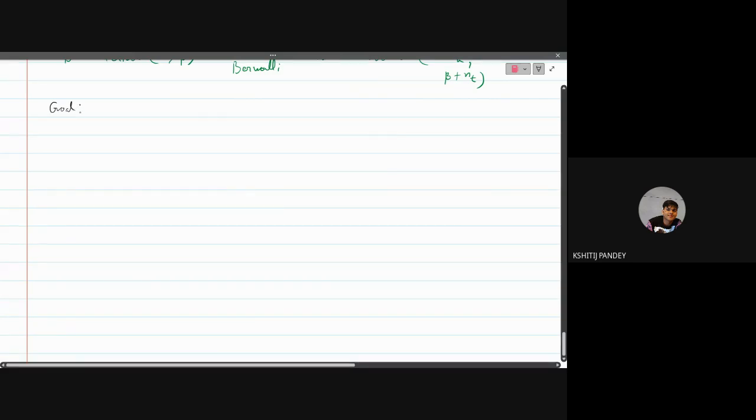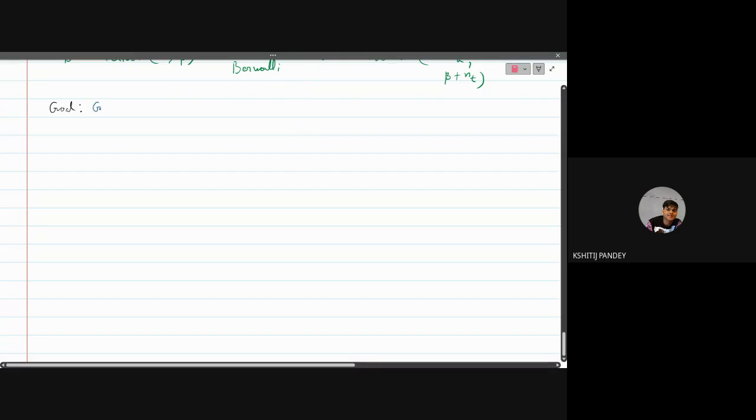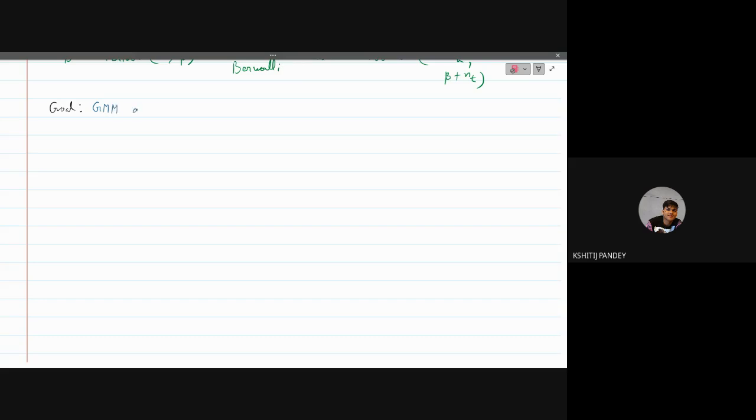So our goal for today is GMM, Gaussian mixture model, and the EM algorithm.